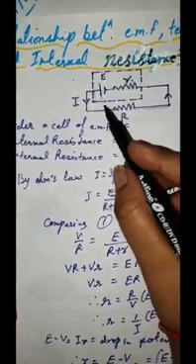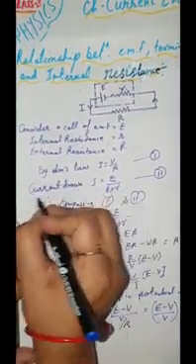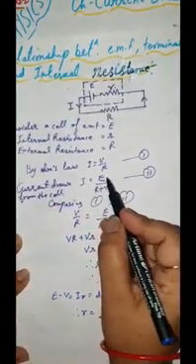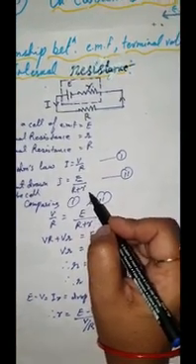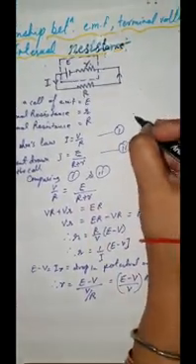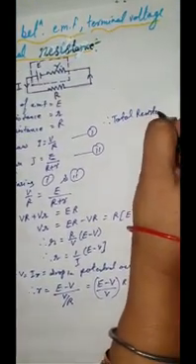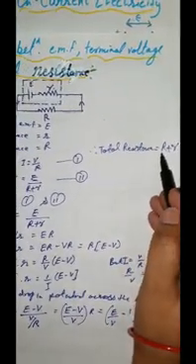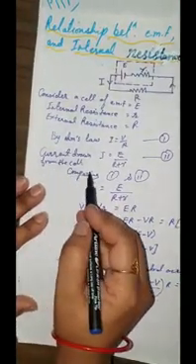From the figure you see the current drawn from the cell, I is equal to EMF upon the external resistance plus the internal resistance. Why this? Therefore we can find out the total resistance. Total resistance is equal to R plus small r, that is external resistance plus internal resistance. So the current drawn from the cell is this much.